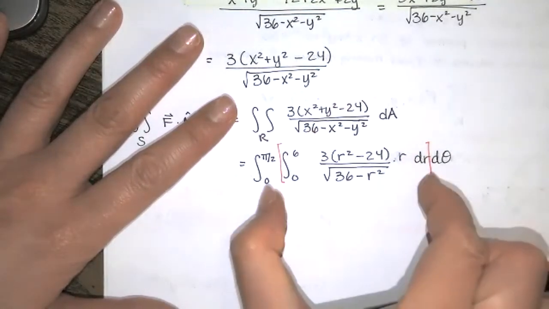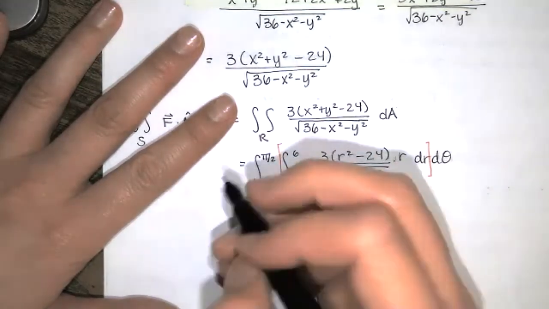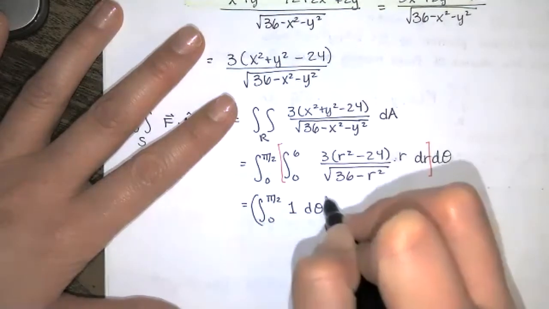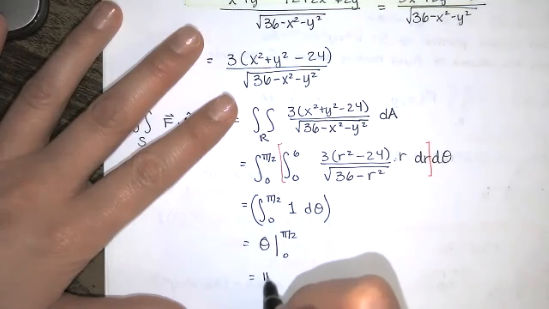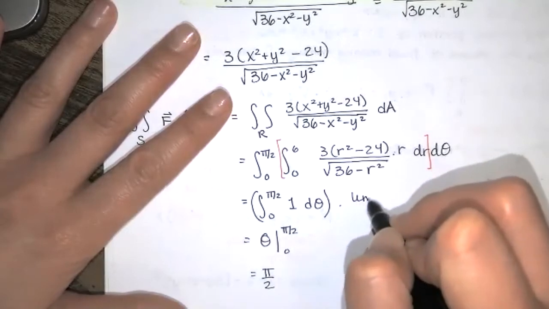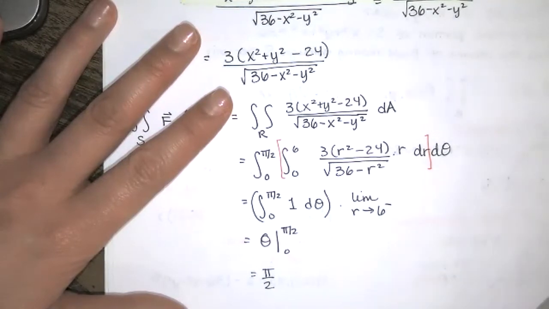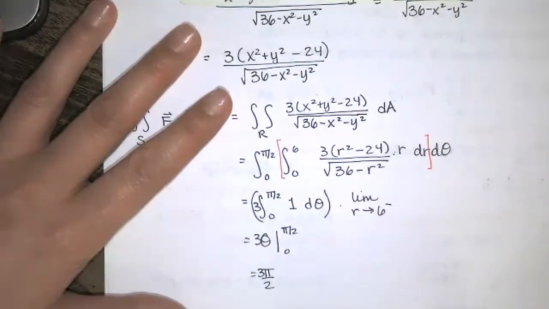Notice that none of this inside depends on theta. All of this is constant with respect to theta. So we could just evaluate the integral from 0 to pi over 2 of 1 with respect to theta. That's going to give us theta evaluated from 0 to pi over 2, or just pi over 2. We take that and we'll multiply by this over here, which is an improper integral. So I had to take the limit as r approaches 6. That's going to be from the left of this guy. And maybe we should take out the 3 as well.